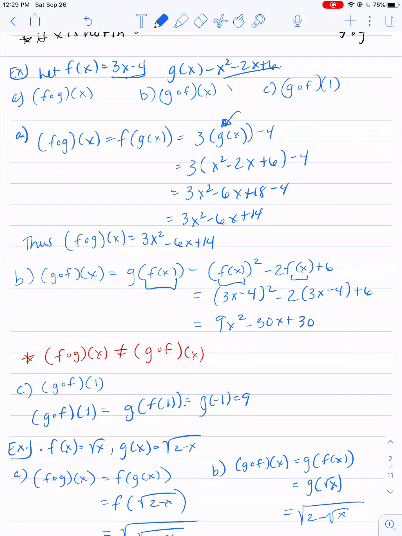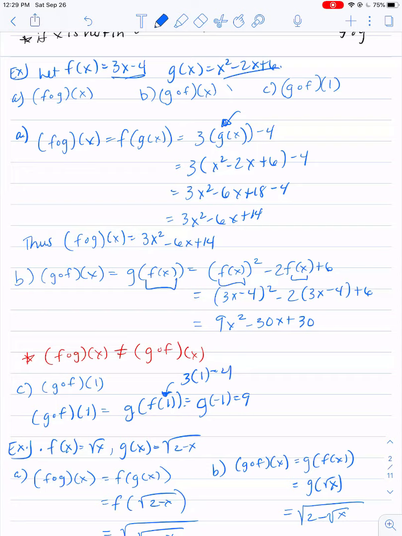Alright, let's do g of f of x evaluated at 1. So I have g, and then the 1 goes into the x here. So we have g of f of 1. So what's f of 1? Our f of 1 is 3 times 1 minus 4. So that's 3 minus 4, which is negative 1. So now we are evaluating g. I'm going to erase that g and write it.